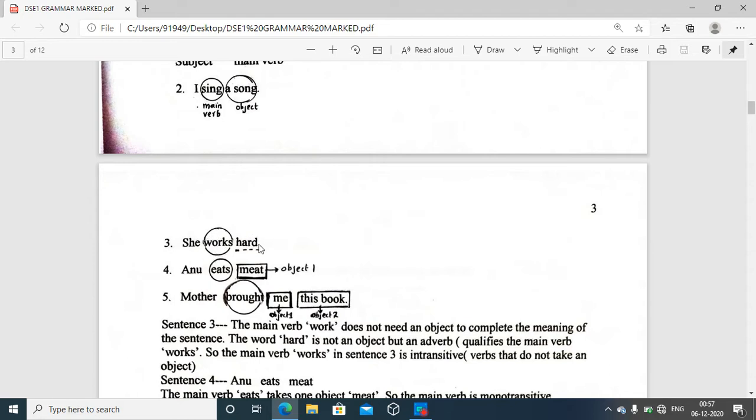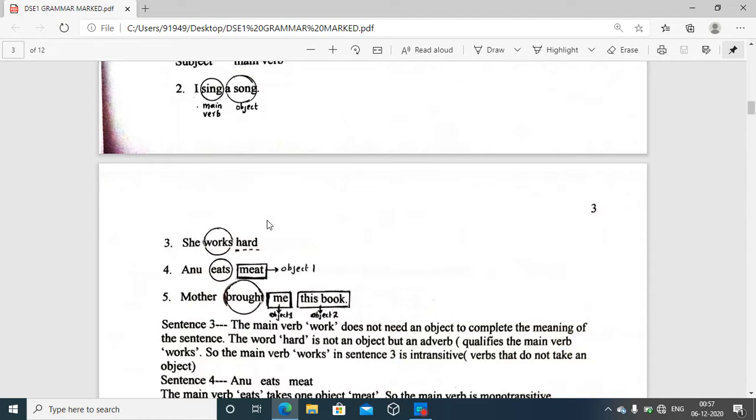What about hard? Actually, a full stop is needed. She works hard, because it's a sentence. You see here, I sing a song. She works hard. After this main verb, a word comes, and can we take this as an object? Definitely no. That's why I have given this sentence, to avoid confusion or to bring more clarification.